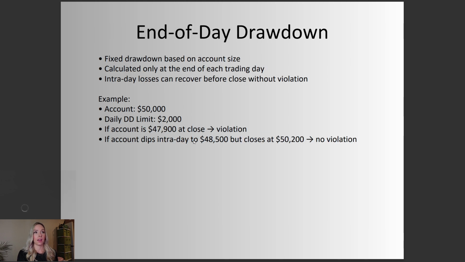And then let's look at end of day drawdown. If you guys need any more clarification on that, let me know in the comments.